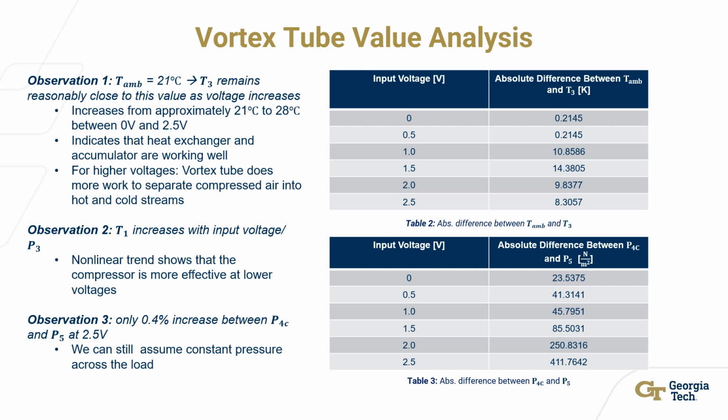voltages. Another observation is that there is only a 0.4% decrease between P4 of cold and P5 when the system is at 2.5 volts. This means that we can still validate our thermodynamic assumption that there is a constant pressure across the load.